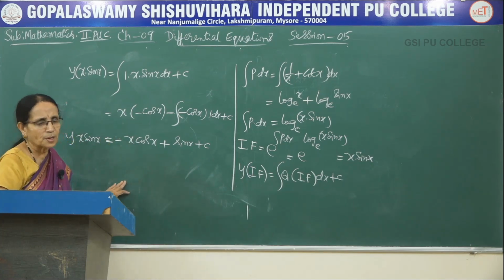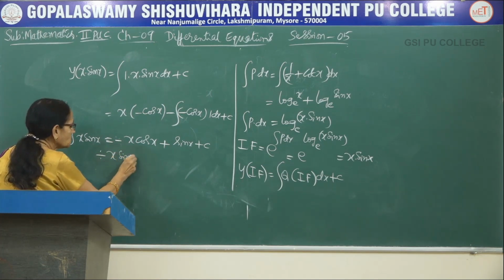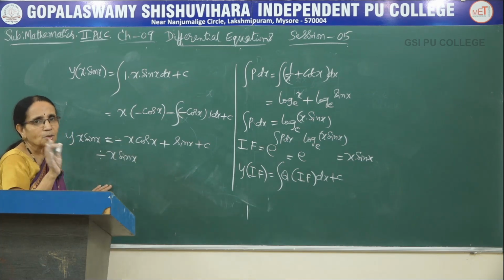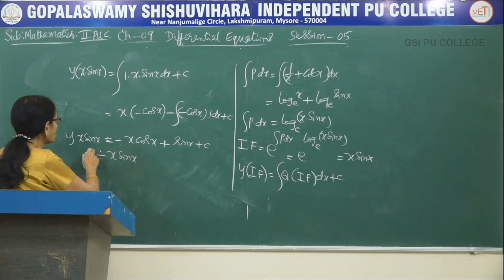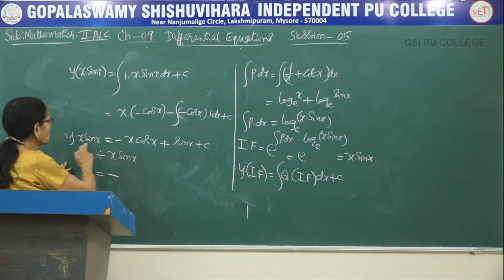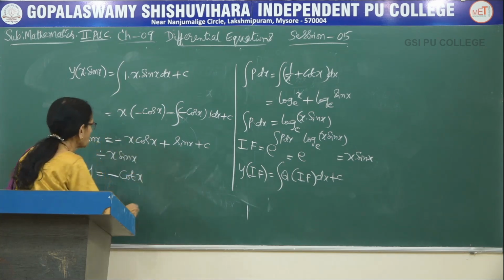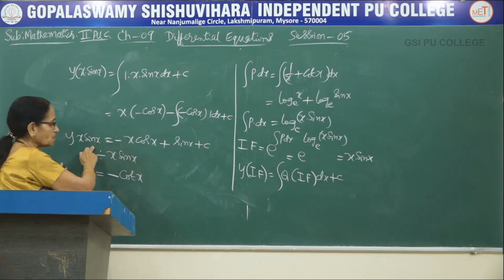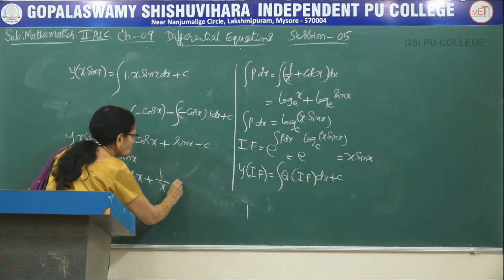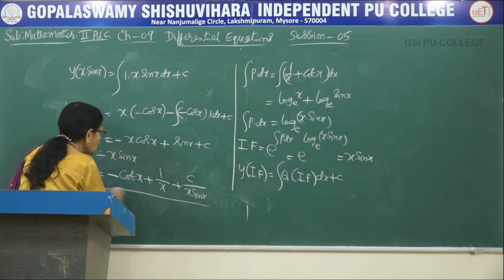Now we can do some simplification here. What can be the simplification? Divide by x into sin x. I told you already, as far as possible, we try to write the answer y is equal to some function. When you divide by x into sin x, y remains on the left hand side, minus x is cancelled, cos x by sin x, that is cot x. Next, sin x and sin x get cancelled, and it is 1 by x. The last one is c divided by x into sin x. Now this is the solution.